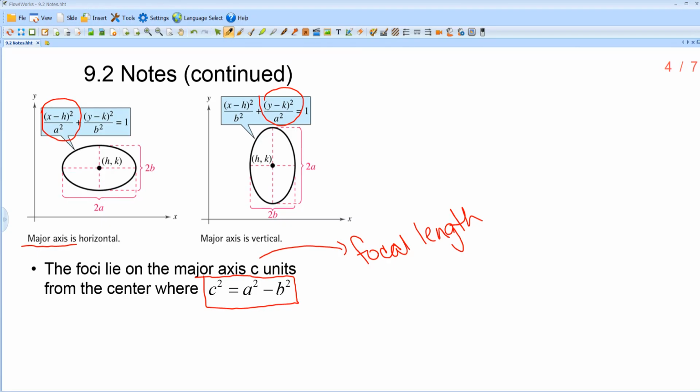And in a hyperbola, just a preview for section 9.3, you get this same sort of equation. It's just that it will change to a plus. So you need to make sure that you know the ellipse is the one where I subtract, whereas the hyperbola is the one where I'm going to add.